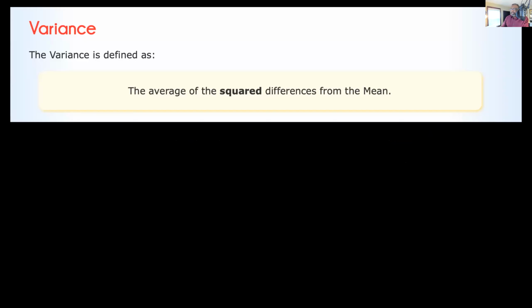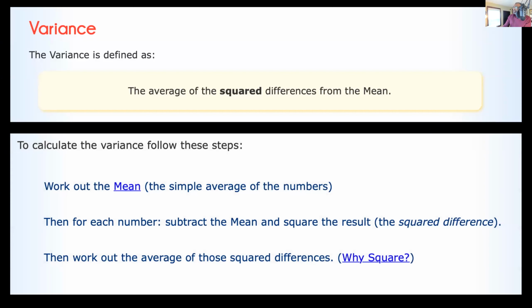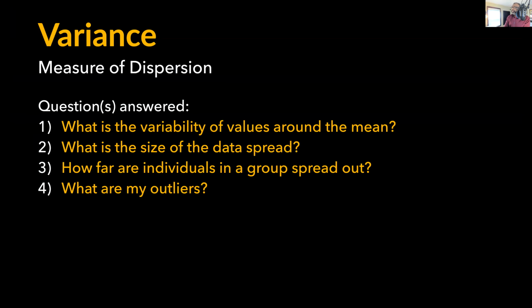Again, the variance is defined as the average of squared differences from the mean. To do that, you work out what the mean is initially, and then for each observation, you subtract that number from the mean and then square the results. You square it because you want all of your values to be positive.